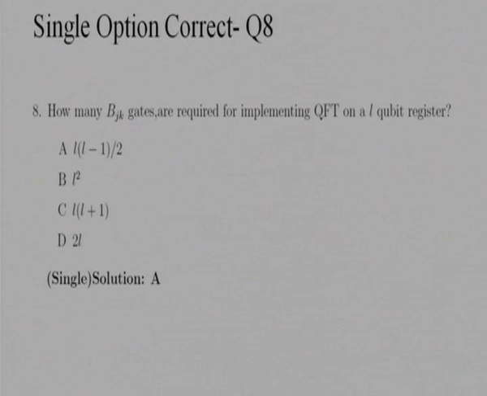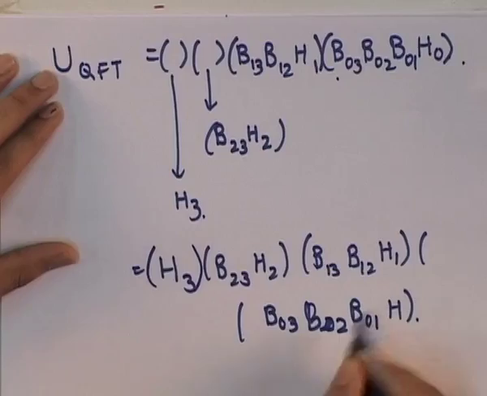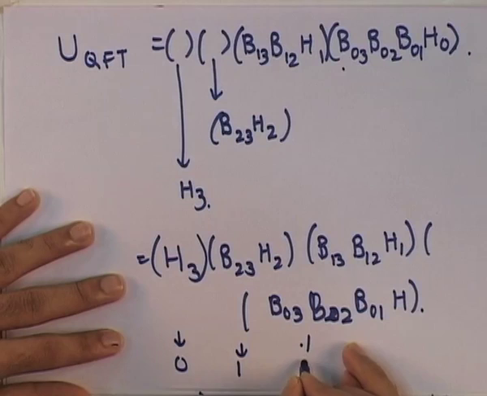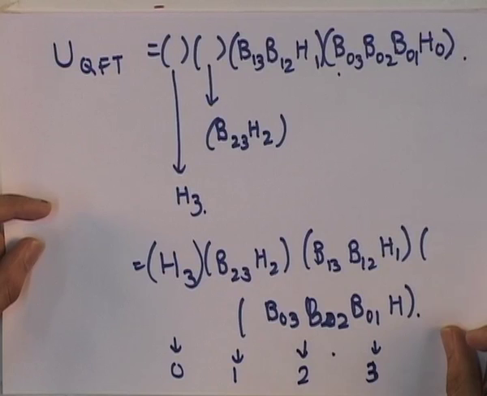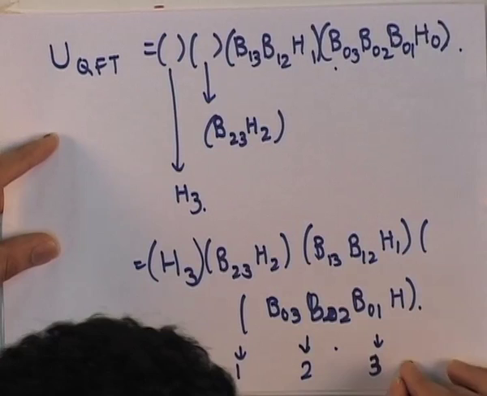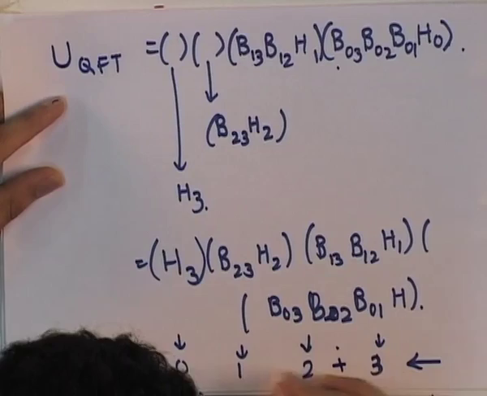So let's first look at how many BJK gates were used in the ninth question for a 4 qubit register. In the 4 qubit register, we observe that there are 4 brackets, and the number of BJK gates involved are 0, 1, then 2, and for the last, there are 3. Similarly, if you look at the QFT circuit for a 3 qubit state, you will find that only 0, 1, and 2 gates appear in the circuit. So this is the number of BJK operators that occurred in a 4 qubit register.